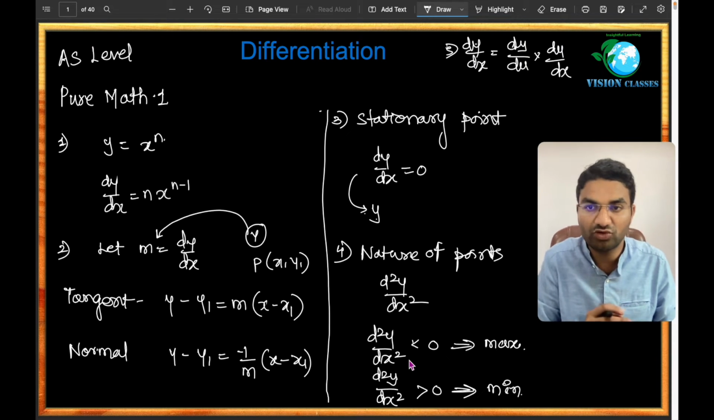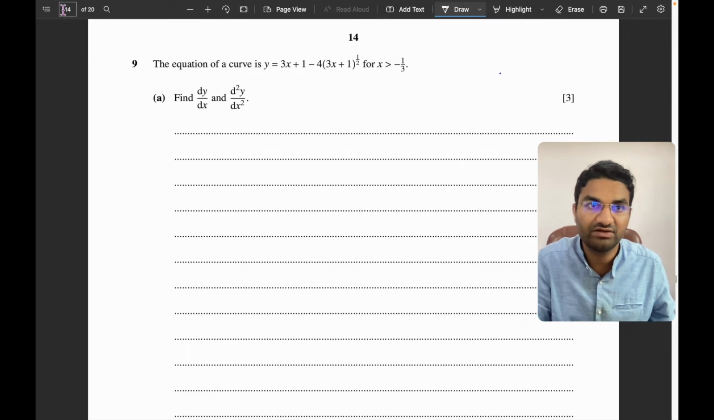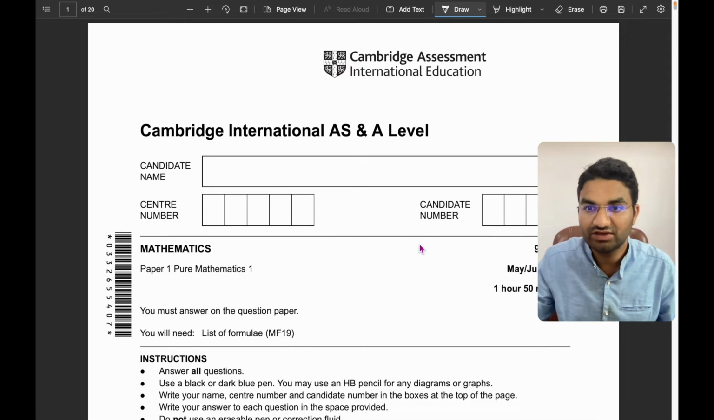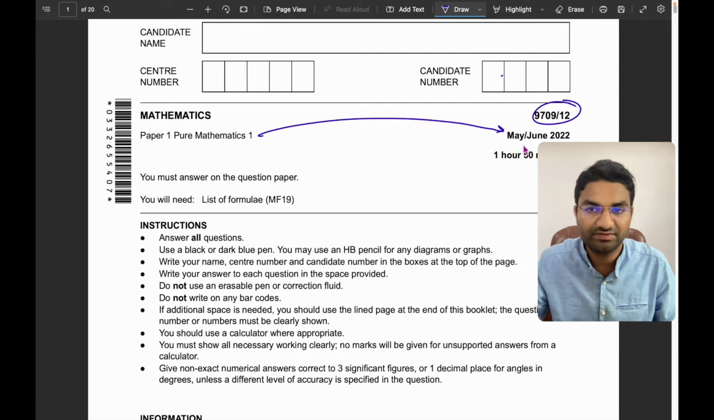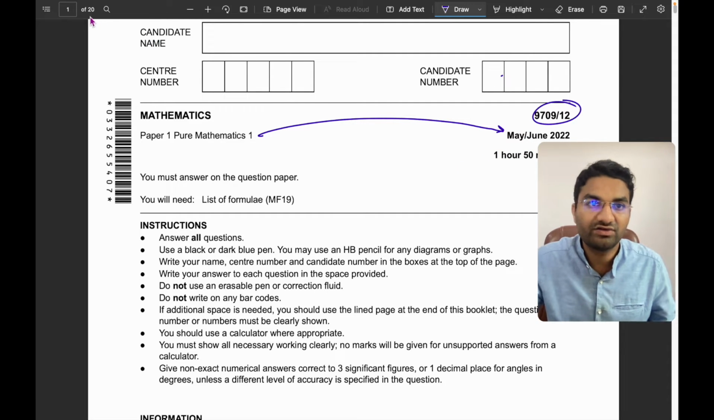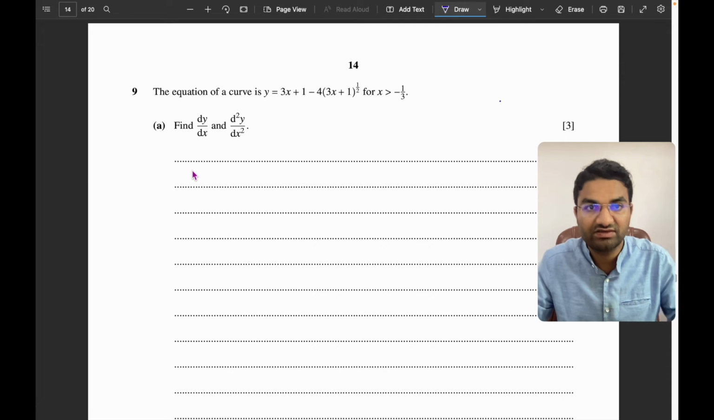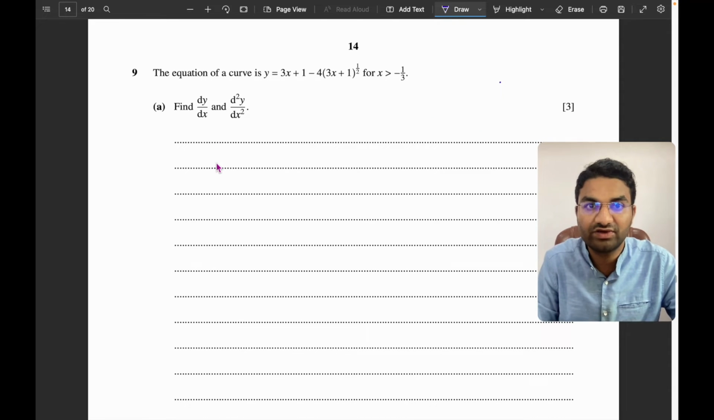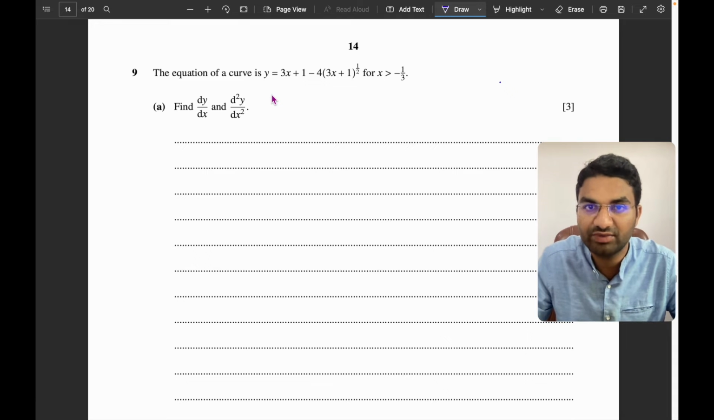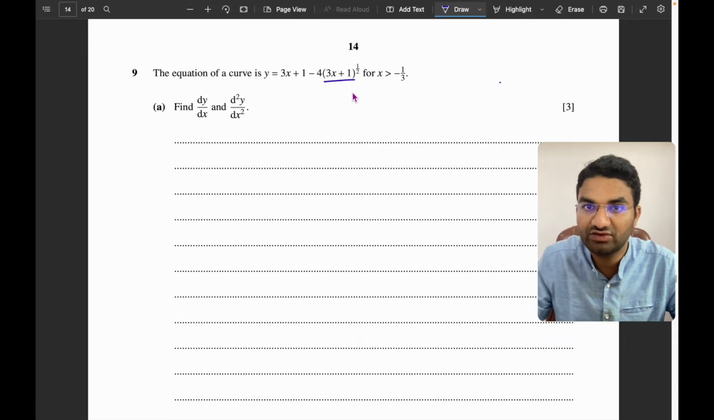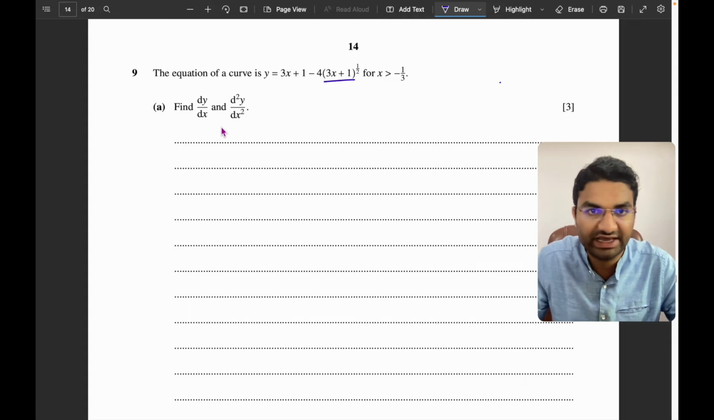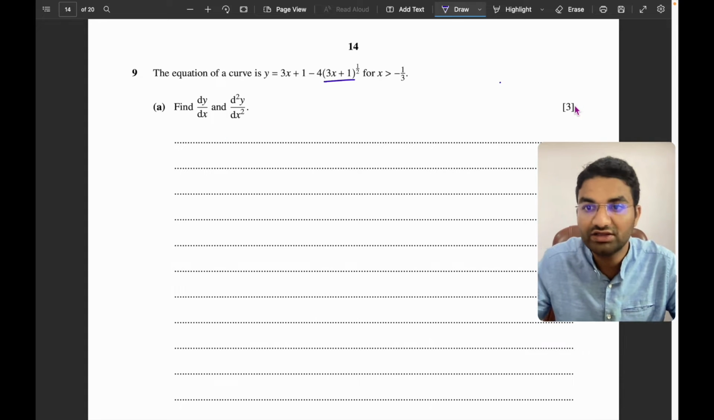So we will straight away move on to one question, from Pure Mathematics, May June 2022. Look at this one, what's asked in the question. The equation of a curve is y is equal to 3x plus 1 minus 4 into bracket 3x plus 1 raised to 1 by 2, for x greater than negative 1 by 3, and you have to find dy by dx and d2y by dx squared. This is a 3-mark question.